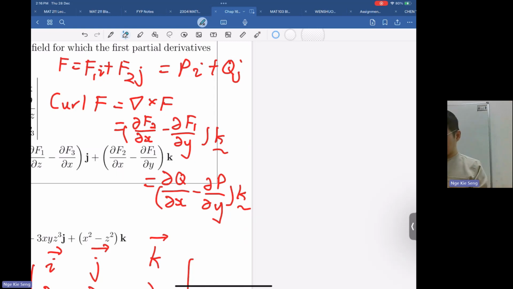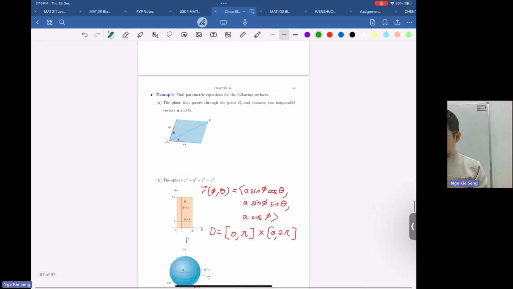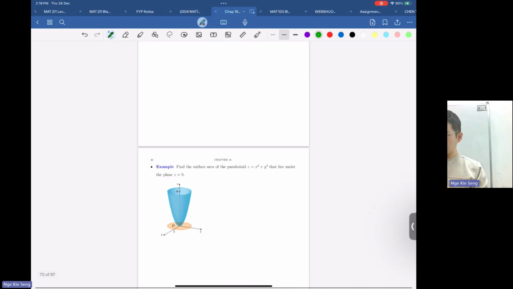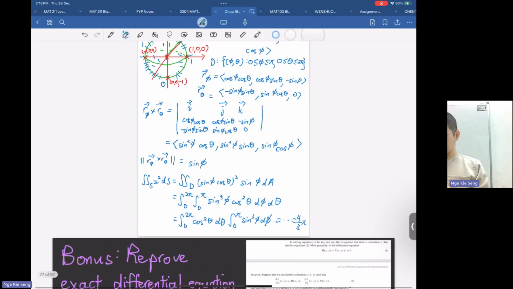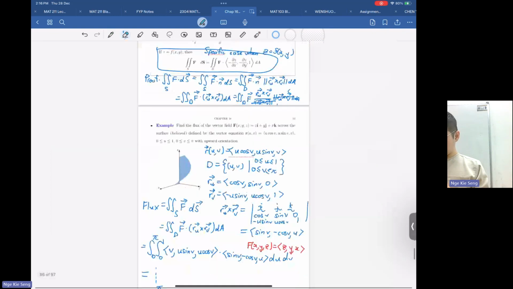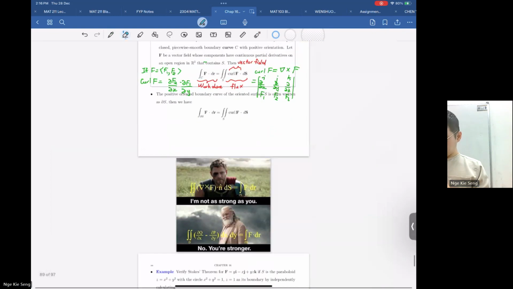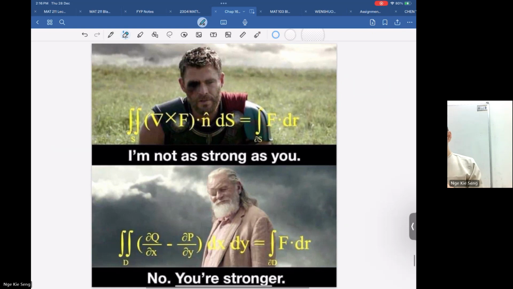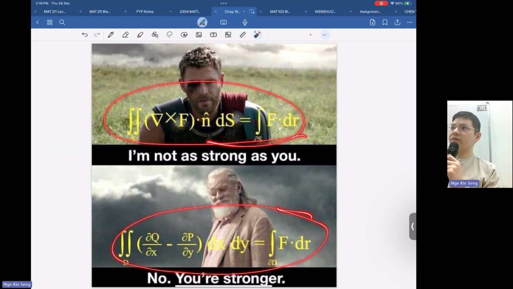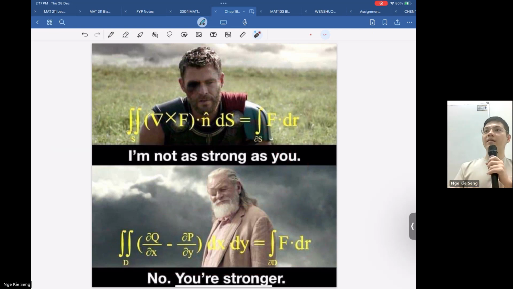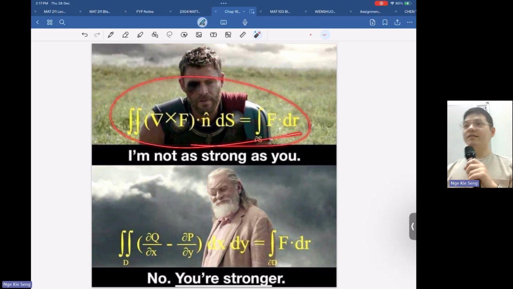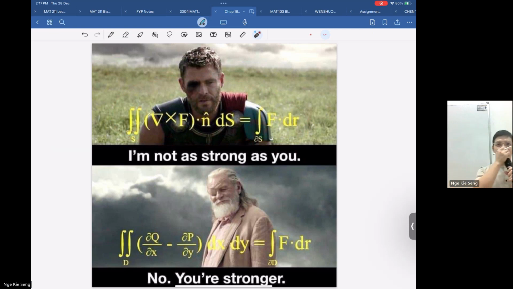So this Stokes' theorem generalizes Green's theorem, because curl F I can do in higher dimensions. So one is Green's theorem, the other one is Stokes' theorem. Stokes' theorem generalizes Green's theorem. Can you understand? This one is stronger.